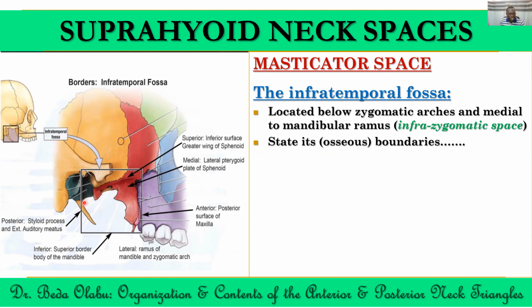I believe the others, we've understood them. The inferior surface of the greater wing of the sphenoid forms the superior boundary, or the roof. The external auditory meatus and its bone, as well as the styloid process, are posterior. So the inferior boundary will be the plane corresponding with the superior border of the body of the mandible.